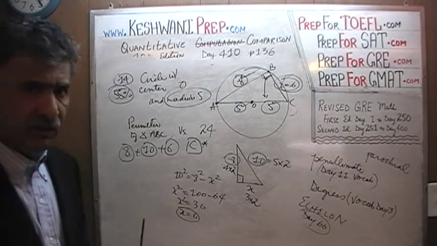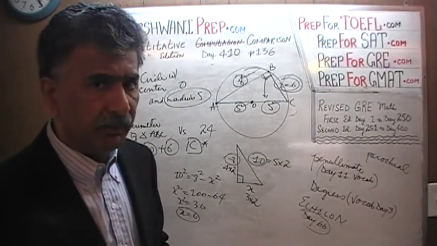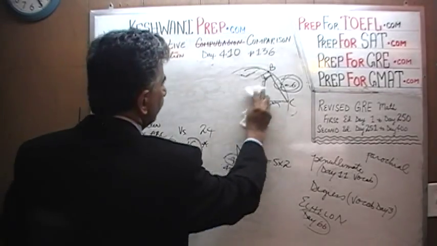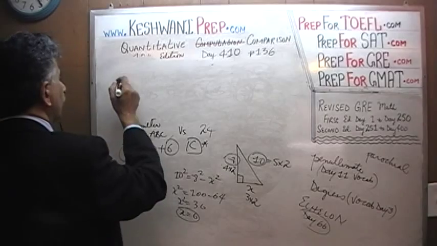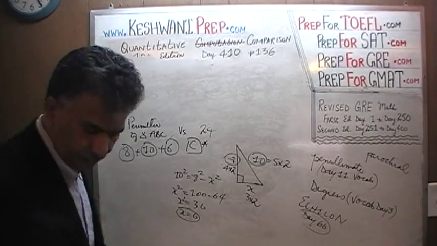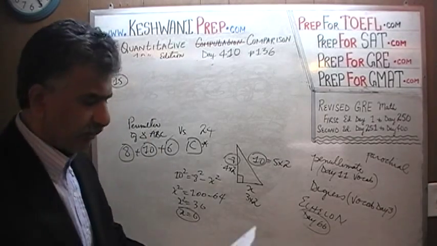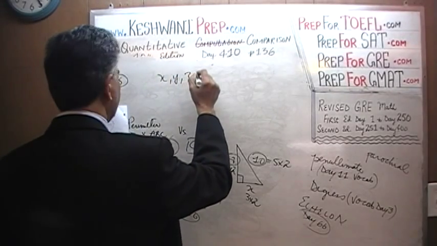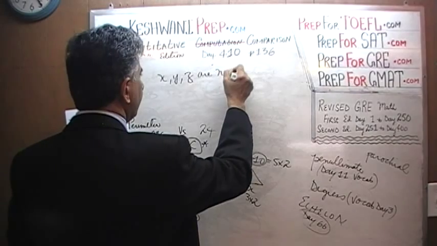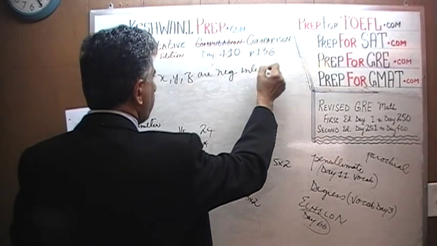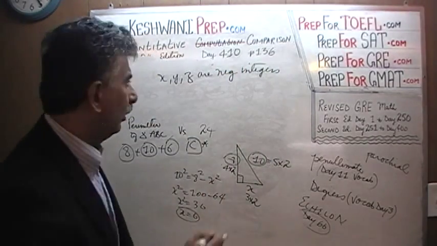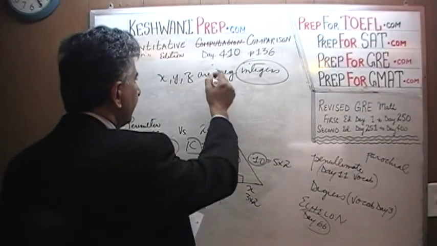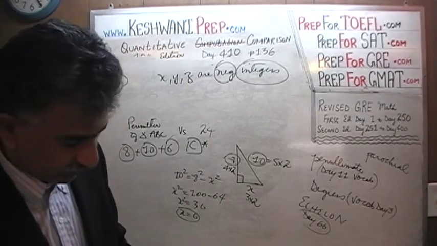Always remember to pause the video as soon as I set up the problem on the blackboard and do it yourself first. Number 15, we are told that x, y, and z are negative integers. They have to be whole numbers. They have to be integers, and they have to be negative. So those are the two conditions we have to meet.